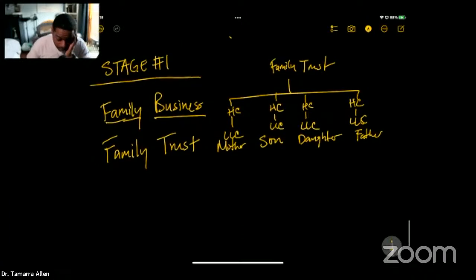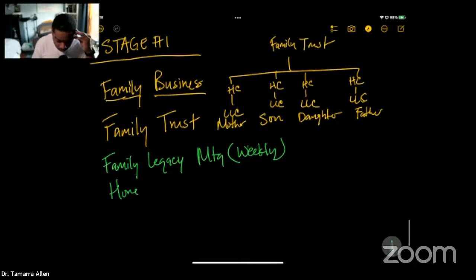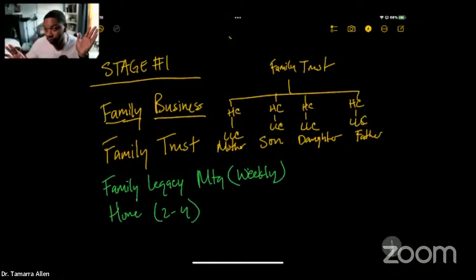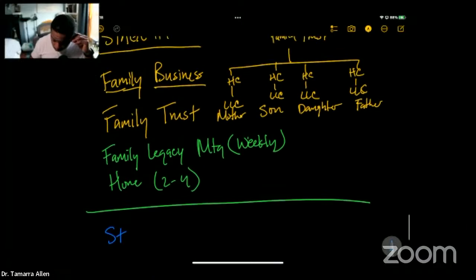That's stage 1, y'all. Another thing about stage 1 is this is usually where you start having your family legacy meetings every week. Usually this is at the home, and this is usually between 2 to 4 people, depending on the household. This is usually stage 1. Any questions on stage one? No. Is this simple for you all? Absolutely. Perfect. Let's go to stage two. Oh, I missed one thing. Usually in stage one, this is where you're usually at the 0 to 100K stage. Okay, I missed that part.